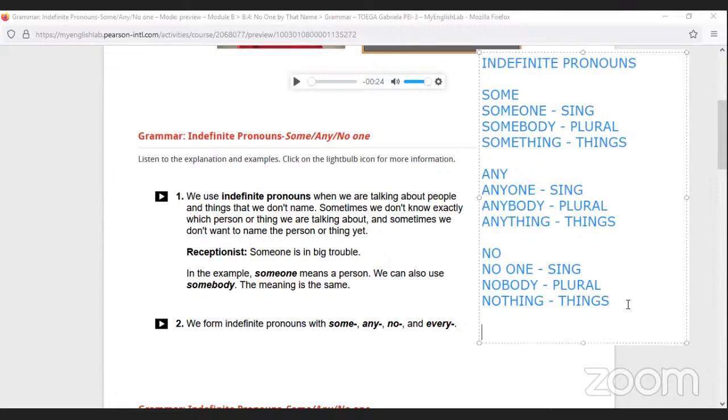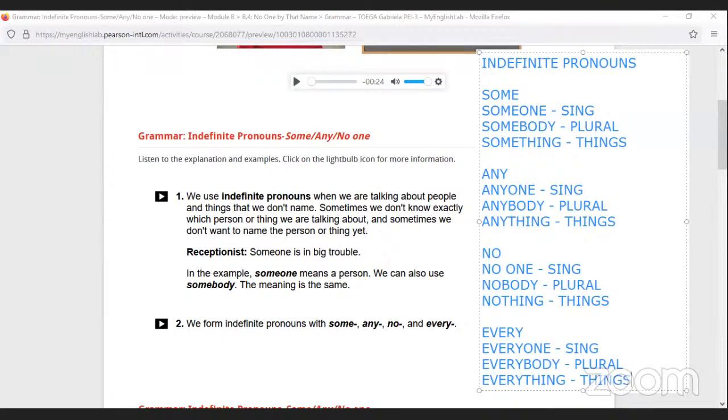So, what other ones do we have? We have every, everyone, everybody, and everything. We're going to use these when we talk in a general way. Everyone, we're talking about todos, and everybody the same, but one is singular and the other is for plural. And everything for things, okay?